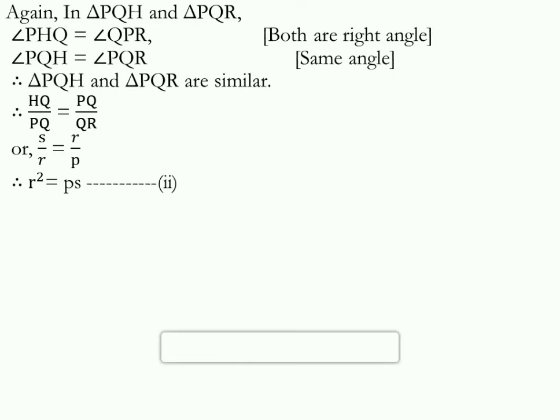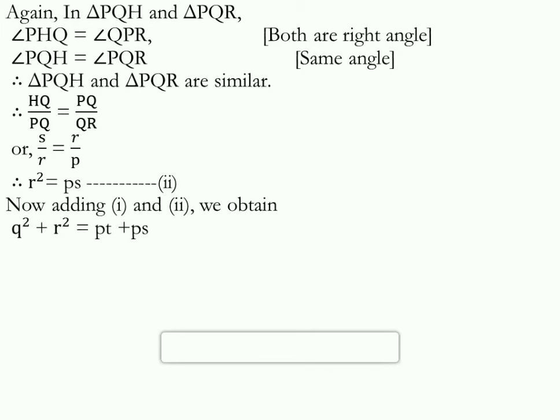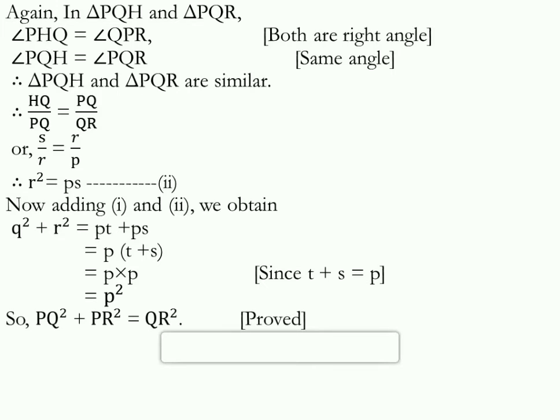Now if we add 1 and 2, we get Q square plus R square equals PT plus PS. Now if we take P common from the right hand side, it looks like P into T plus S, and T plus S means P, from construction. So we replace T plus S by P, and P into P becomes P square. So Q square plus R square equals P square, which means Q square plus PR square equals QR square. That was the proof of B, that means the Pythagoras theorem.